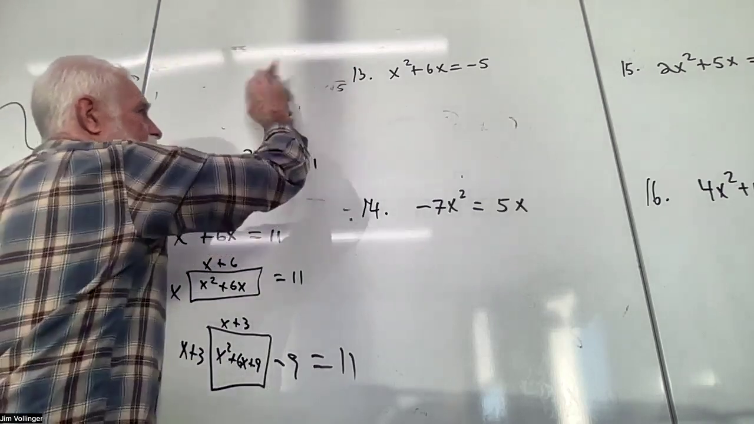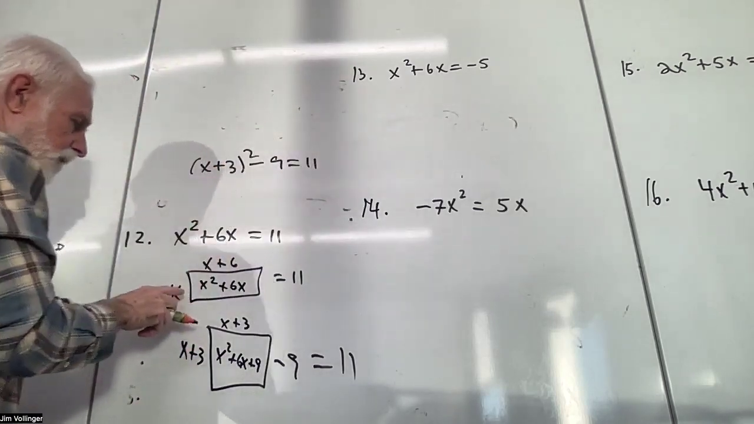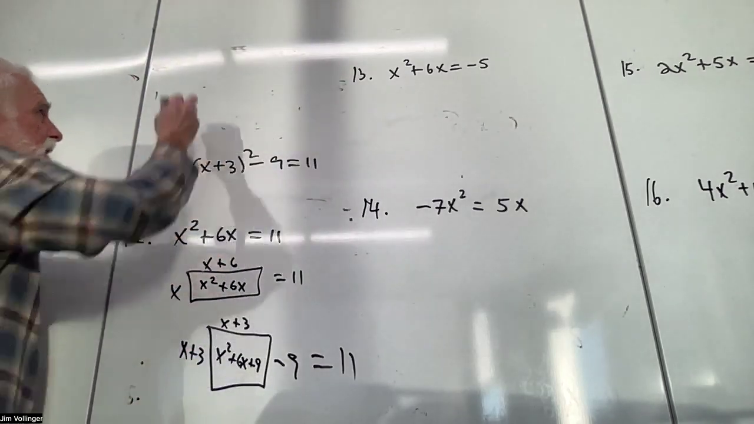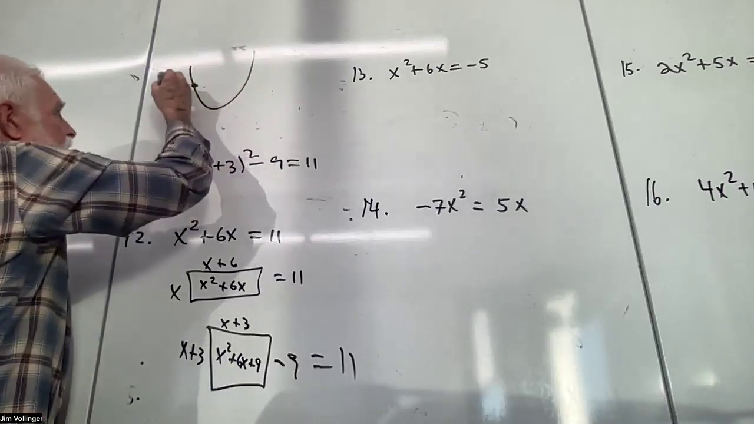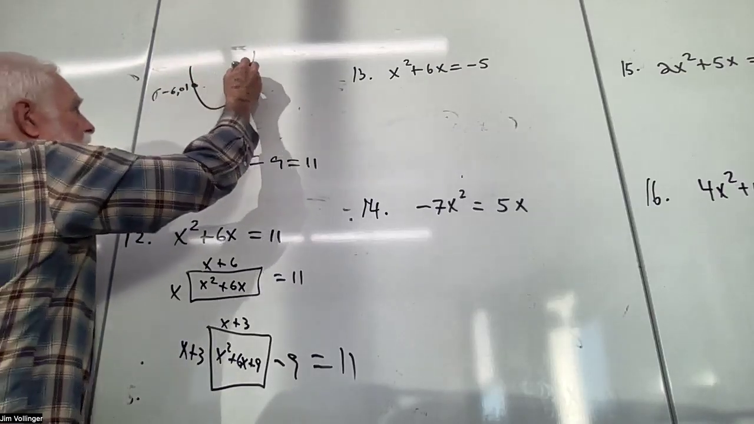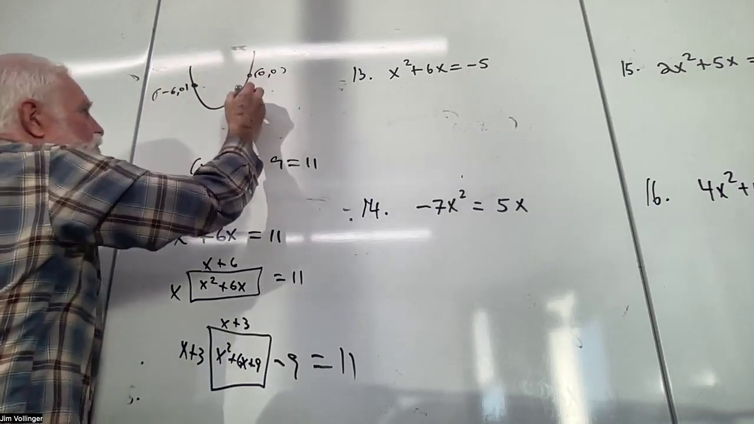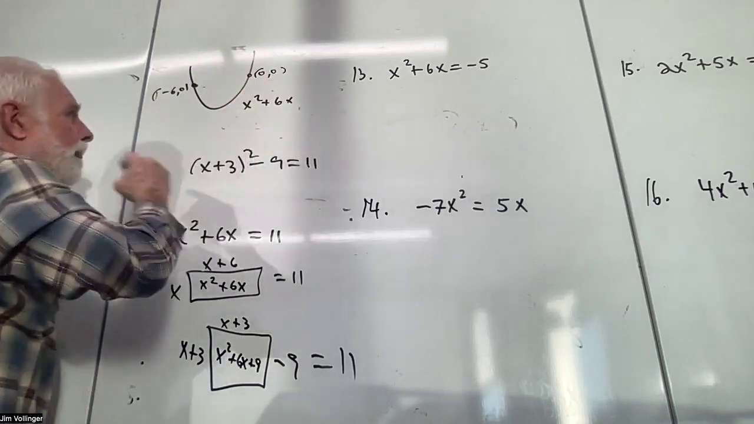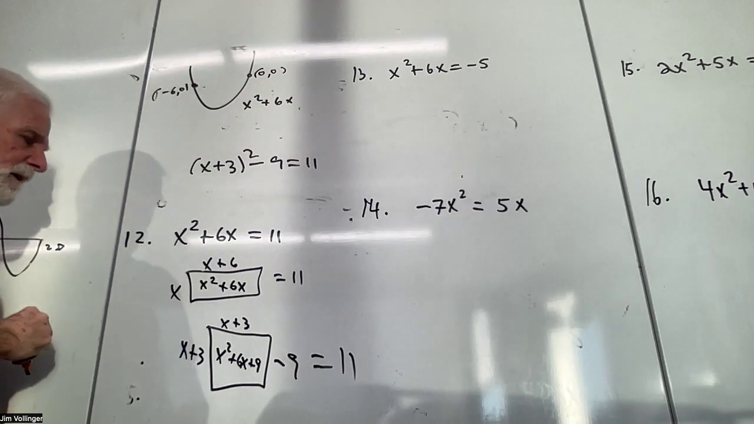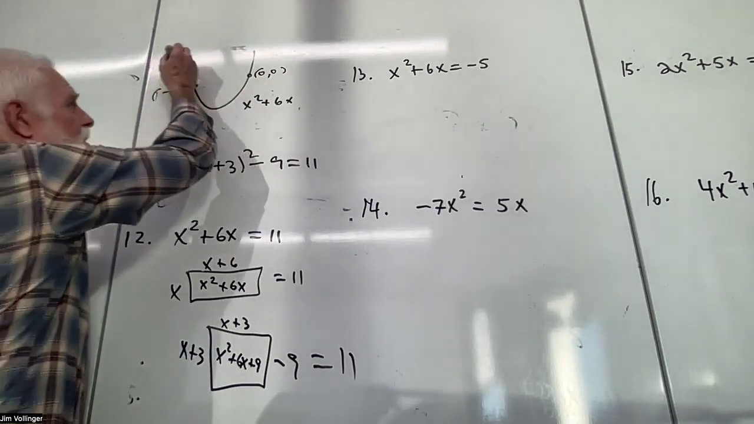So let's look at it graphically. From the original, I can see 0 and negative 6. I can see negative 6 gets me 0, and 0 gets me 0. That's true for x squared plus 6x. Where's the height of 11? Height of 11 is way above it, so I misspoke.